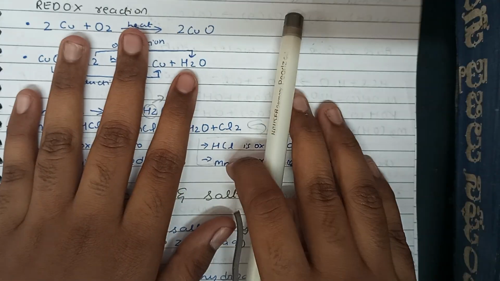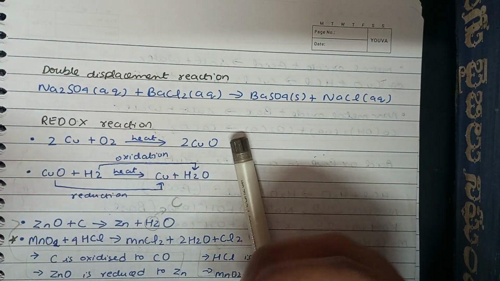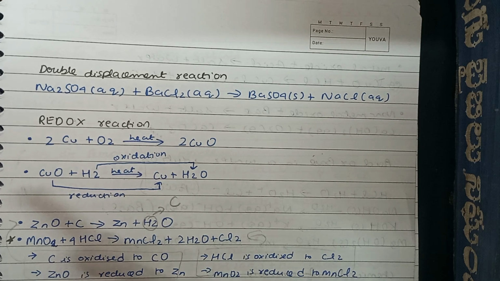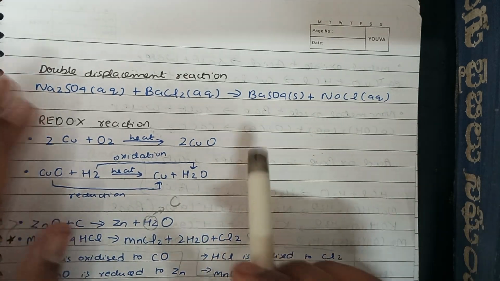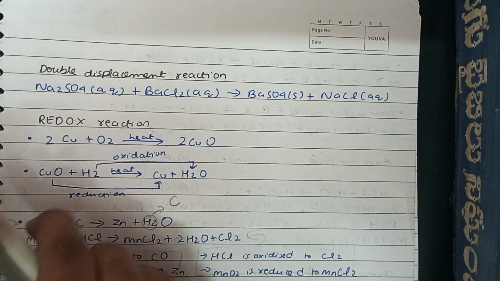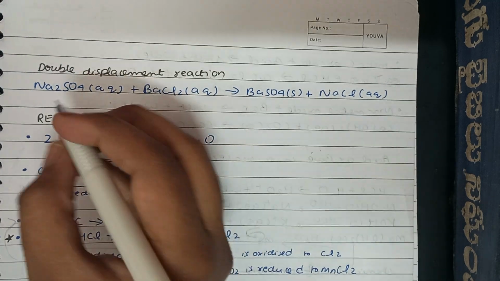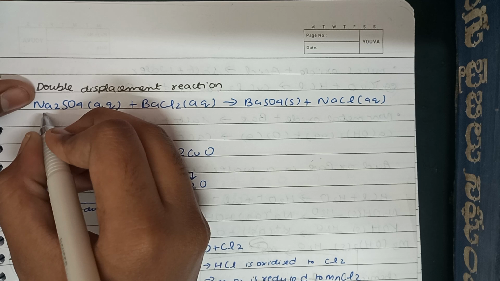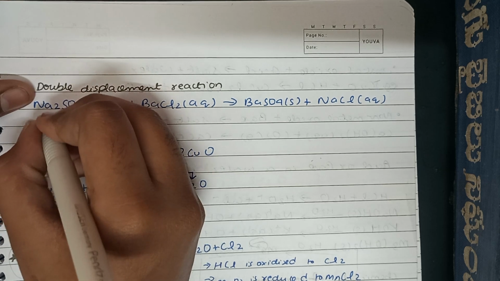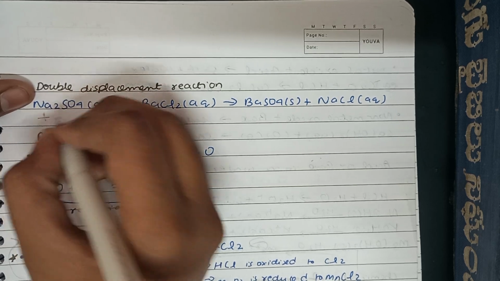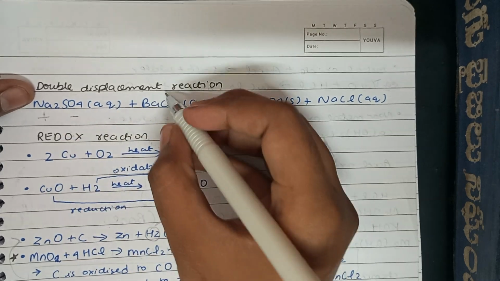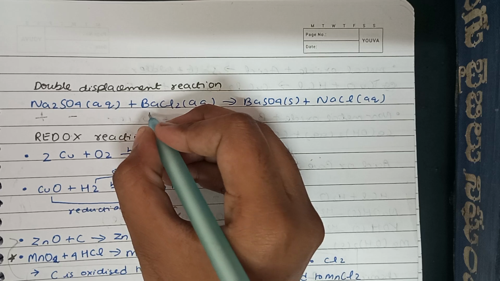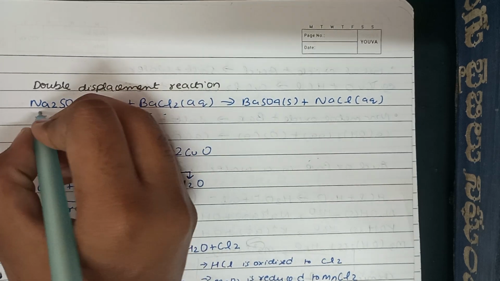Now let's talk about double displacement reaction. The double displacement reaction takes place between two ions. One is a positive ion and the other one is a negative ion. So here, once again, sodium is a positive ion, isn't it? I'll be writing here, okay, and this is a negative ion. And again, let me write with something else. Here this is a positive ion and this is a negative ion. This is negative, this is positive.